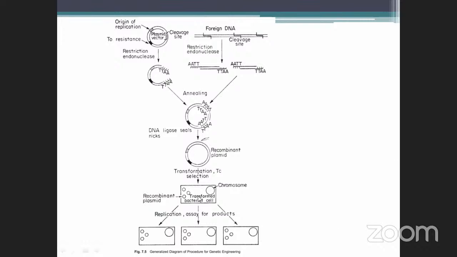For example, you will have a foreign DNA and cut it, so that your desired DNA will ultimately be available in pure form with some identical ends. The same identical ends should be found on the restriction-enzyme-cut plasmid vector so that annealing is possible. The sealing of the nick is carried out by DNA ligase. We then have a recombinant plasmid that is transferred to the host cell like yeast or E. coli, and then it is maintained. You can go through replication, then you can assay whether the product is produced or not.